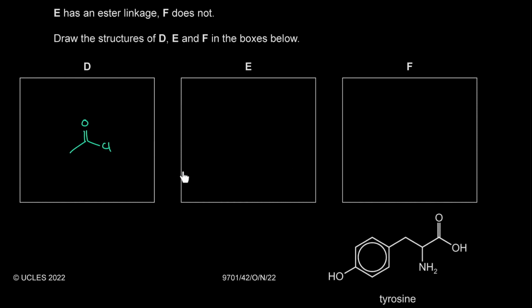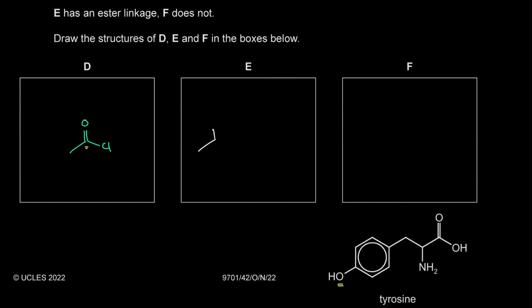When the acyl chloride reacts with tyrosine, it forms E, which has an ester linkage, and F, which does not. Now, acyl chlorides can form esters with alcohols or phenols. A carboxylic acid can only esterify with alcohols, but not with phenols. Phenol can form an ester with acyl chloride. So what we're going to get is an ester linkage over here. The oxygen from the phenol will bond to the C double bond O from the acyl chloride.